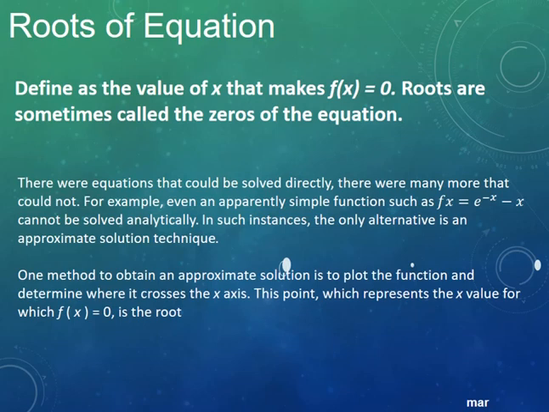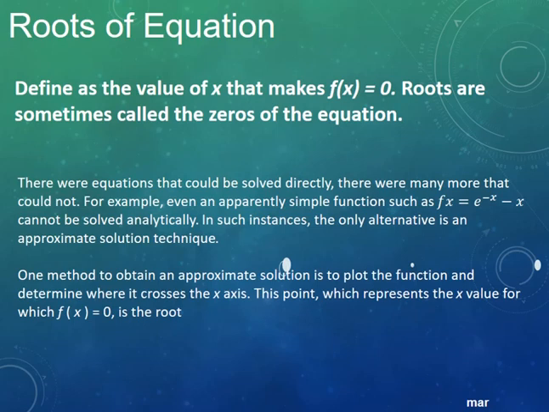So for example, even apparently simple functions such as f of x is equal to e raised to negative x minus x cannot be solved analytically. So in such instances, the only alternative is an approximate solution technique. One method to obtain an approximate solution is to plot the function and determine where it crosses the x-axis. So this point, which represents the x value for which f of x is equal to 0, is the root. So if the solution is by plotting the function, that means it is by graphical methods.